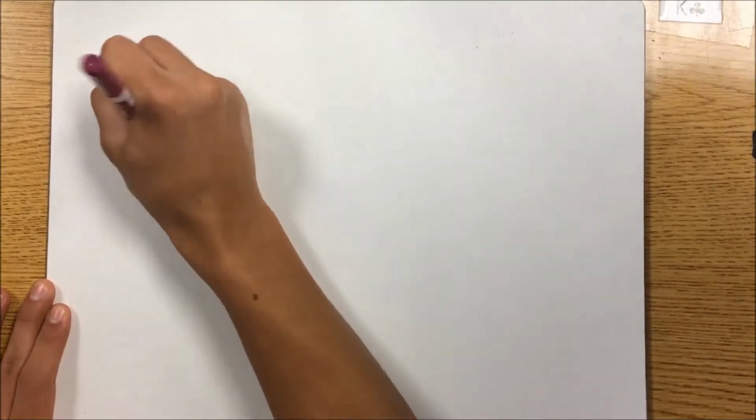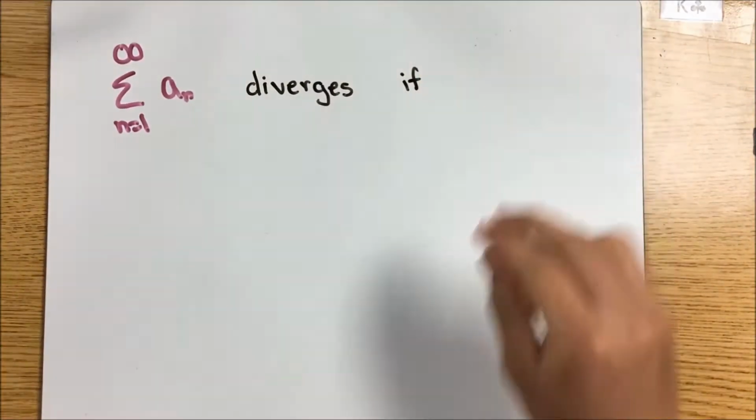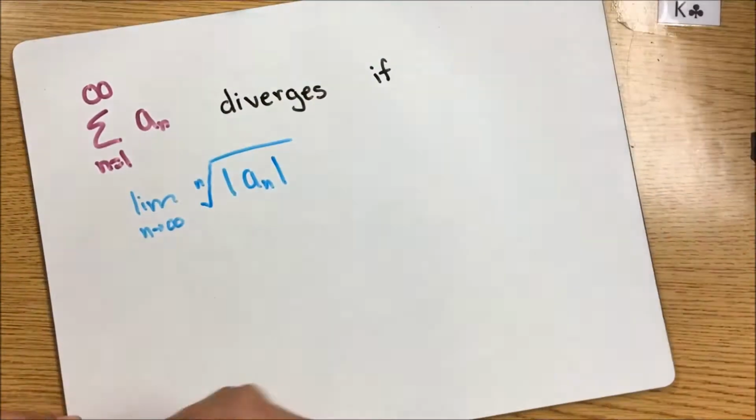The root test also states that the series of a sub n will diverge if the limit as n approaches infinity of the nth root of the absolute value of a sub n is greater than 1.